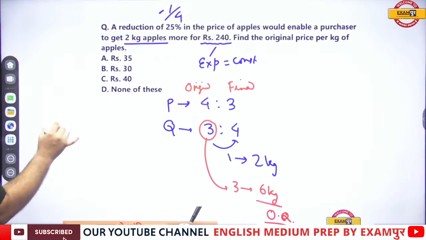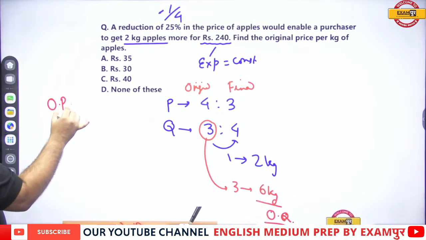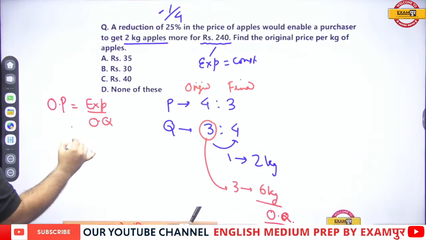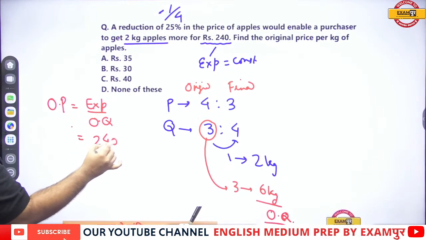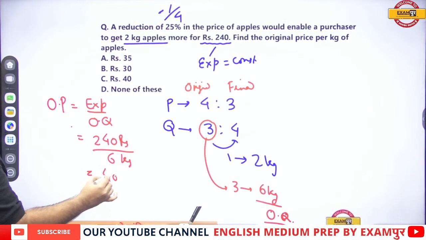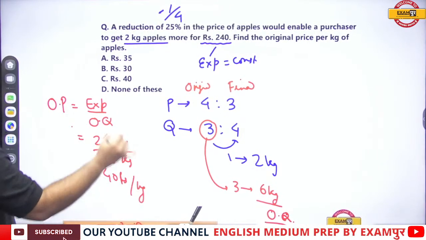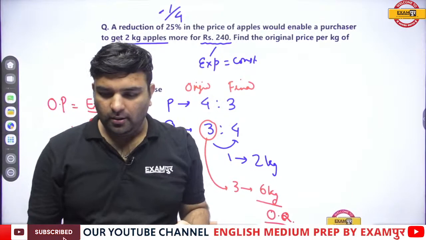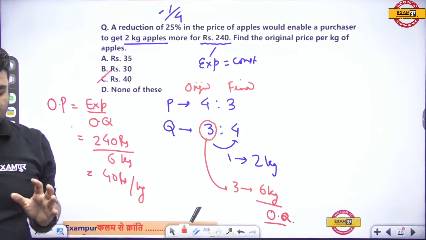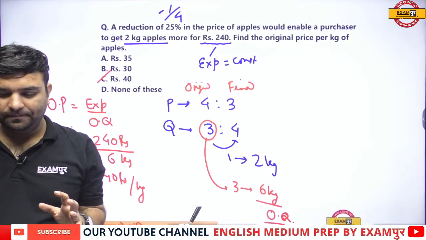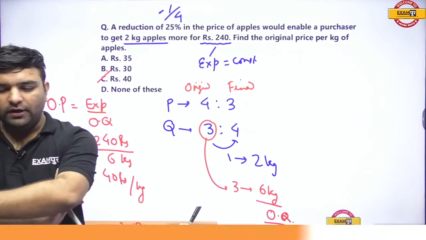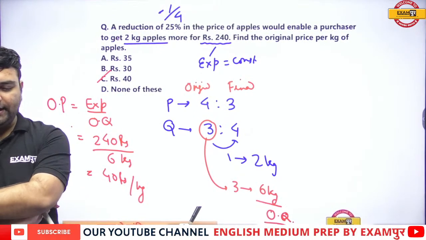So original price, OP, is going to be expenditure upon original quantity. 240 rupees, 6 kg, 40 rupees per kg. Guys, is the process entirely clear now after doing this many examples?